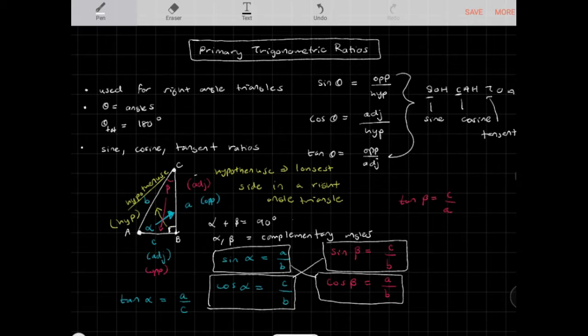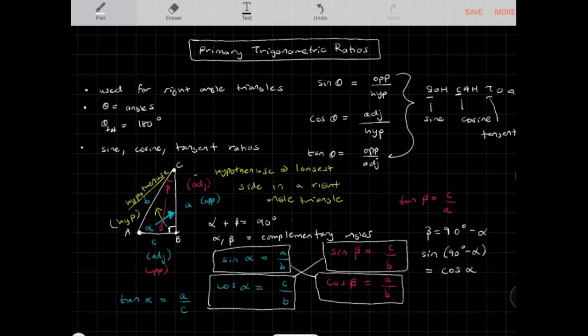So if we do explore this, we can understand that we know that alpha plus beta is 90 degrees. We can understand that beta can thereby be written as 90 degrees minus alpha. Okay, so having said that, this becomes true that sine of 90 degrees minus alpha is equal to cosine alpha.